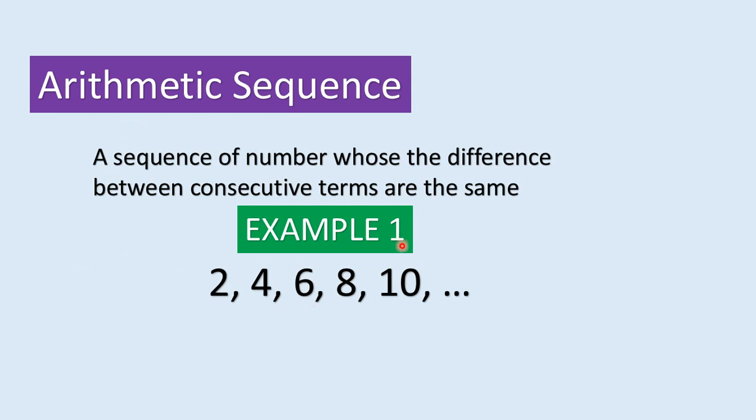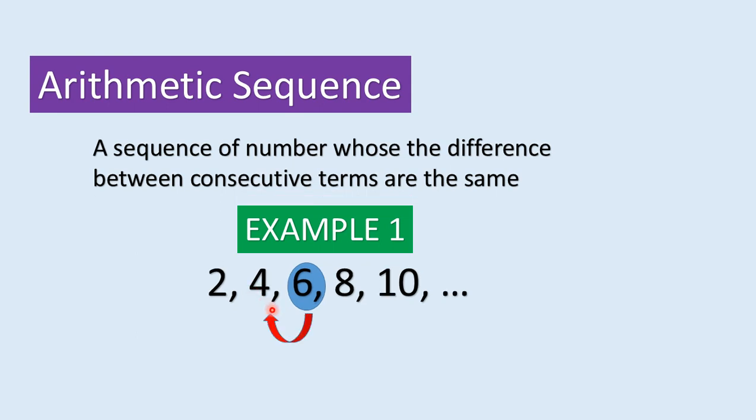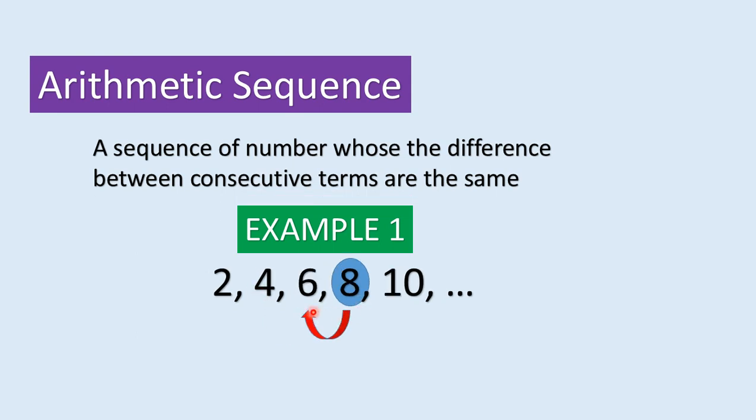Now, for example number 1, we have 2, 4, 6, 8, and 10. To verify this sequence, all you need to do is to find its common difference, and a common difference is basically the difference between the second term and the first term, and the third term and the second term, and so on and so forth.